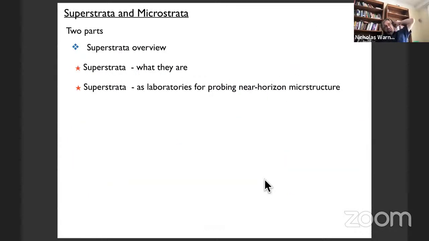So this talk is really in two parts, and I've given lectures in Saclay about the nitty-gritty of how you build superstrata, and they're available online, and I'm sure you can find the links on the QBH website. But here I'm just going to give a very broad overview of what they are, but particularly emphasizing the fact that now we have these geometries, you can go and use them and look at them as a useful tool for probing your horizon microstructure.